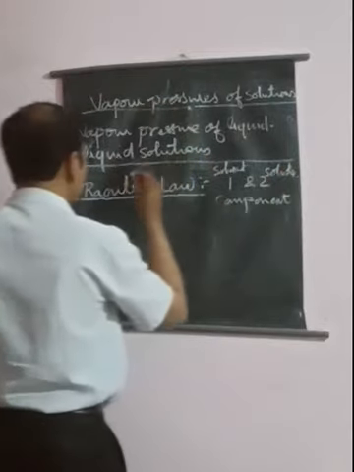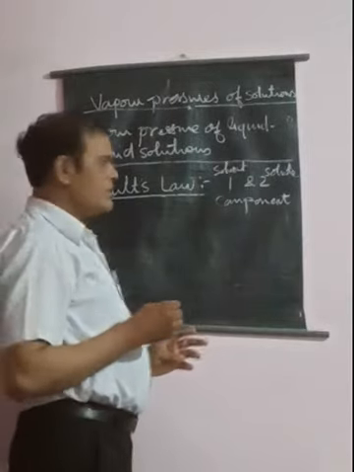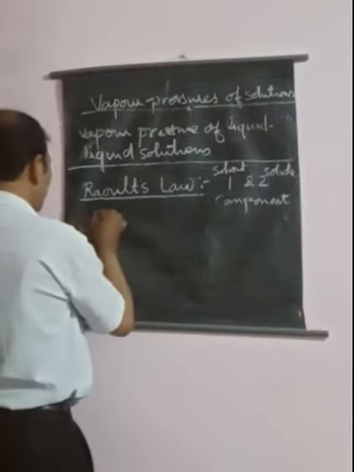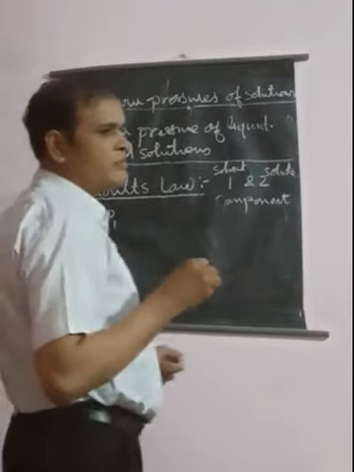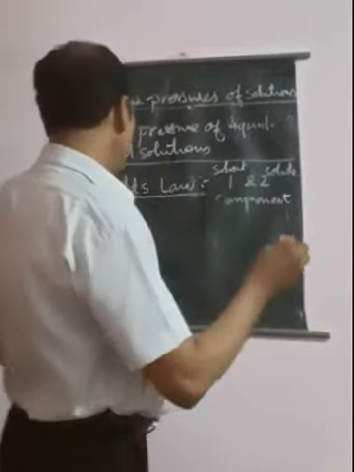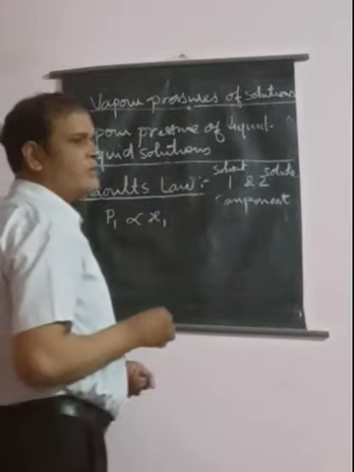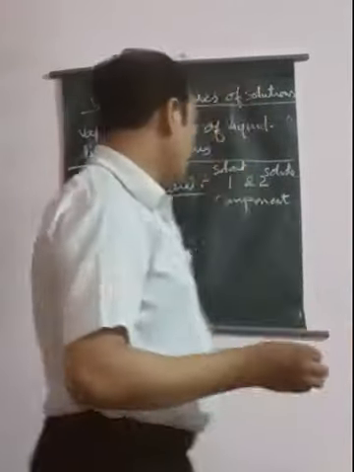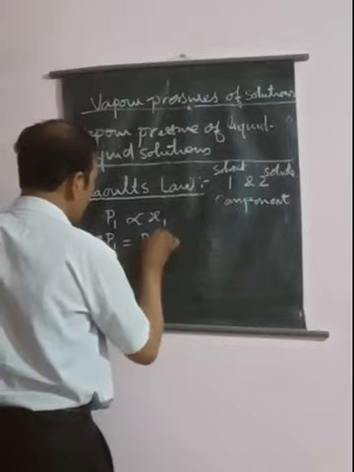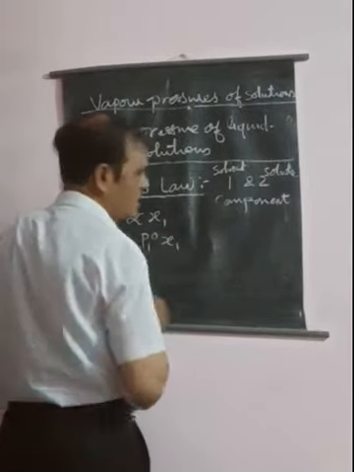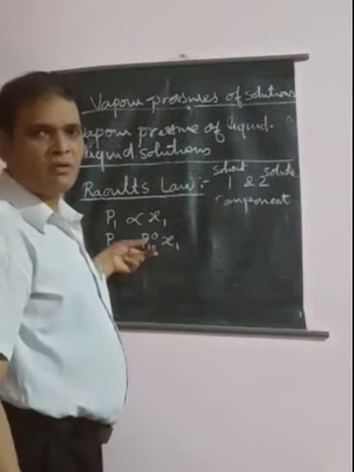So in this particular case, according to Raoult's law, we can find out the Raoult's law for any one component also. So according to Raoult's law, for component 1, we can write here P1, which is the vapor pressure of component 1, that will be directly proportional to the mole fraction of that component 1, means x1. Or we can also write here P1 is equal to P1 naught x1. Here P1 naught is the vapor pressure of pure solvent.